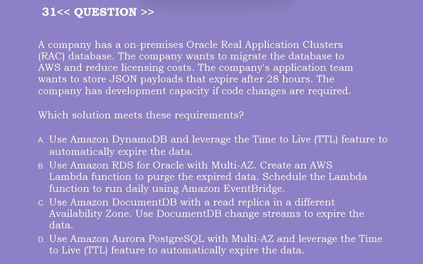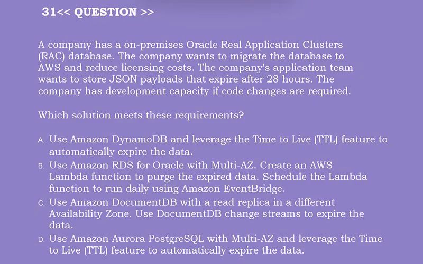Option A. Use Amazon DynamoDB and leverage the Time to Live (TTL) feature to automatically expire the data. Option B. Use Amazon RDS for Oracle with Multi-AZ. Create an AWS Lambda function to purge the expired data. Schedule the Lambda function to run daily using Amazon EventBridge.